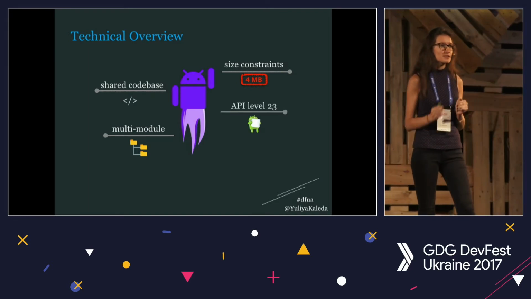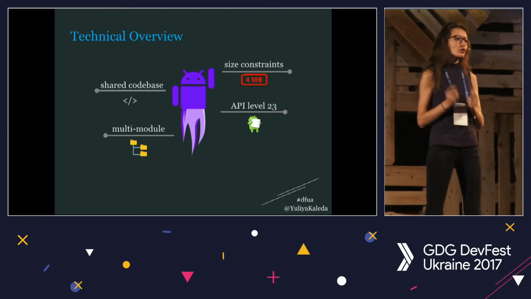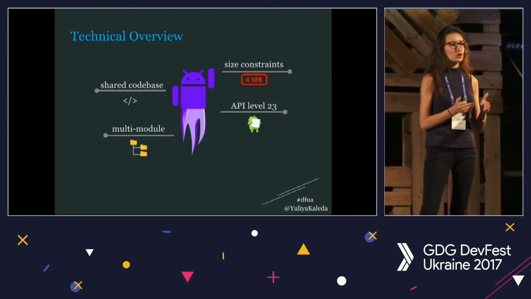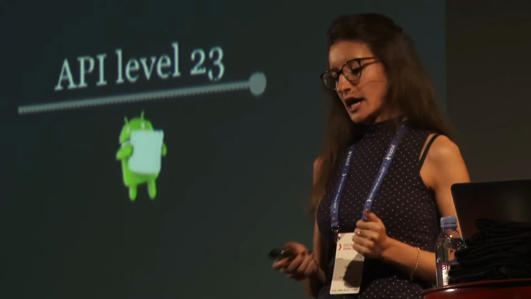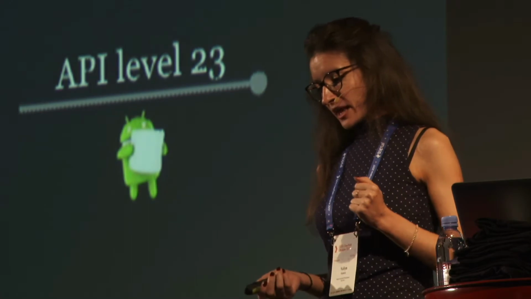Instant Apps are supported on API level 23 and above. Google is working to start supporting Instant Apps on lower API levels. So yeah, let's see when it happens.